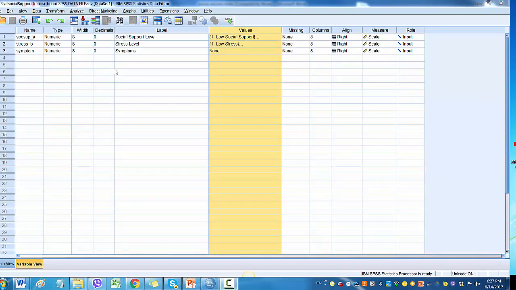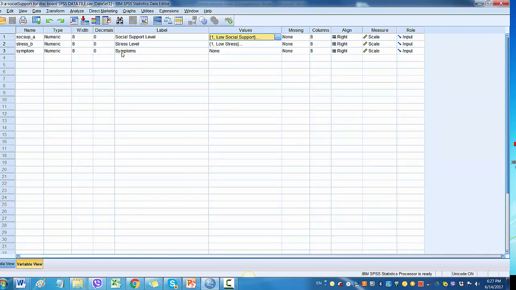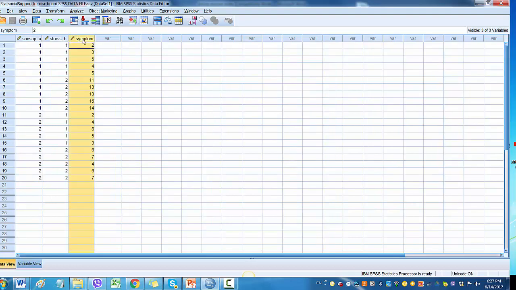This data file includes social support. They are coded as 1 and 2. The same thing with the level of stress, and the symptoms, they are numeric values. So all the symptoms there, this is the outcome or dependent variable, and it is quantitative. And then the stress and social support, they are categorical. They are labeled as 1, 2.